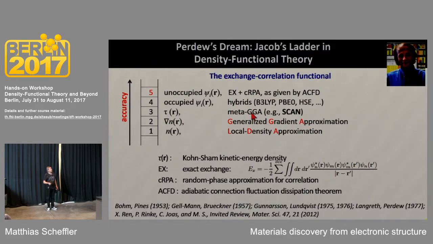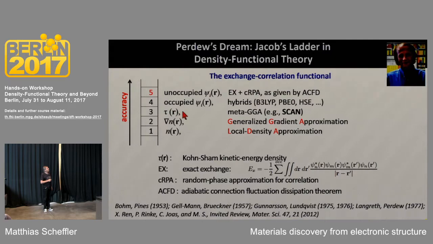Then there is a meta-GGA, where the most promising nowadays is called SCAN, which in fact is a meta-GGA. Meta-GGA means it has the gradient of the density, and it also includes, say, the second gradient, if you want, or the kinetic energy density. And SCAN fulfills 17 of the known constraints, all constraints which a meta-GGA can fulfill. Still, there are severe limitations. There are some constraints which it does not fulfill. But anyhow, this is somewhat the best on this level.